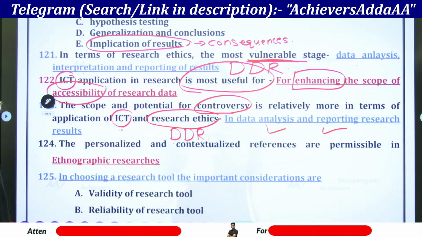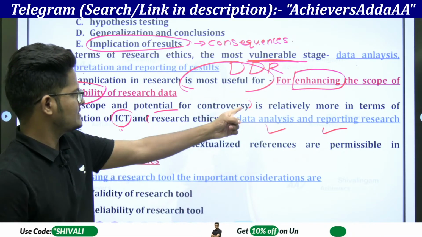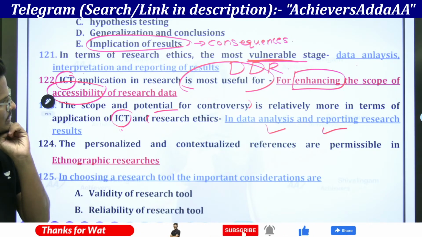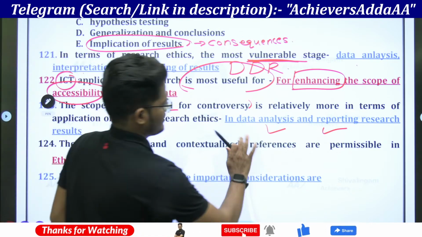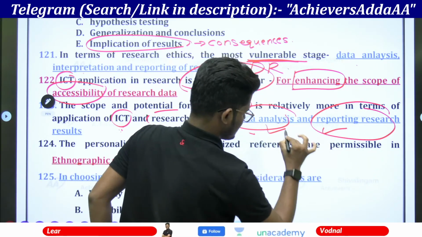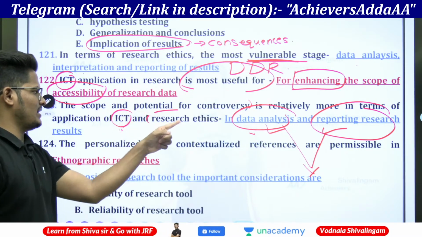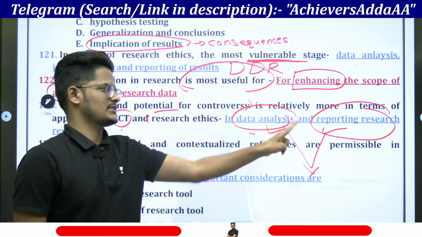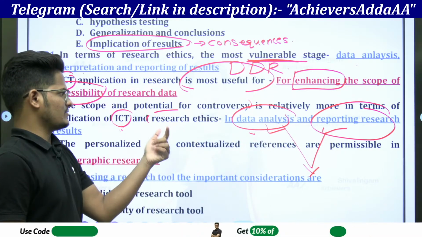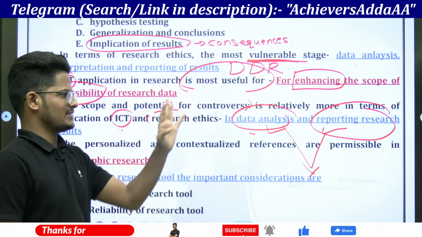Wait, one second. This point is: controversy is relatively more in terms of application of ICT and ethics. That is to say, data analysis and reporting of the research. These two are the stages which are creating a controversy between the ethical violation and implementation of ICT in these two stages only. Because ICT will say there is no requirement of ICT in reporting. Research ethics will say ethics need to be followed in the analysis as well as reporting both. But ICT is followed only in the analysis, not in the reporting.